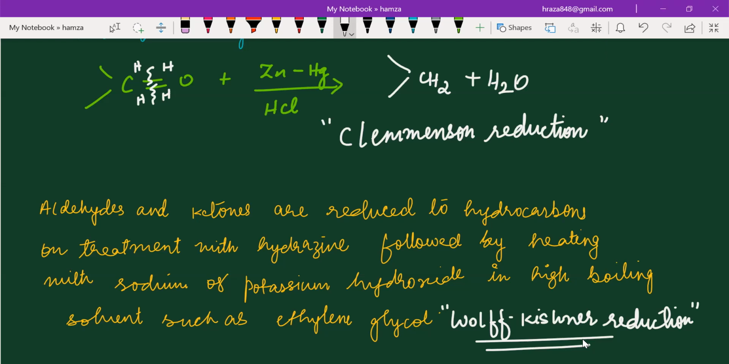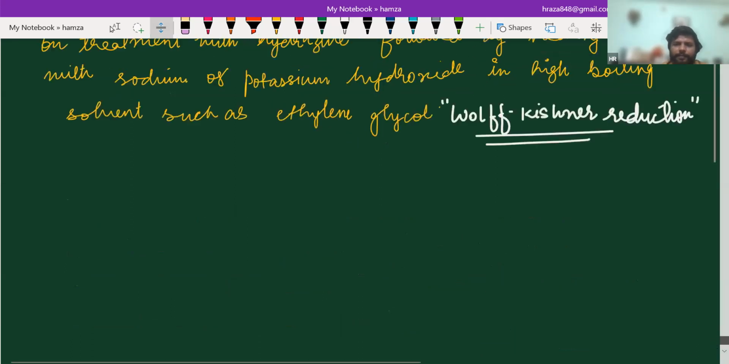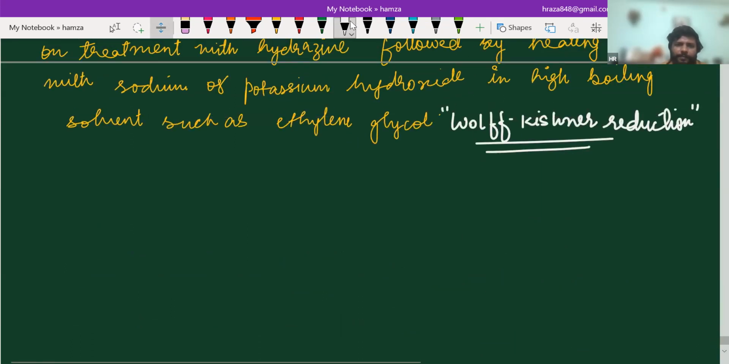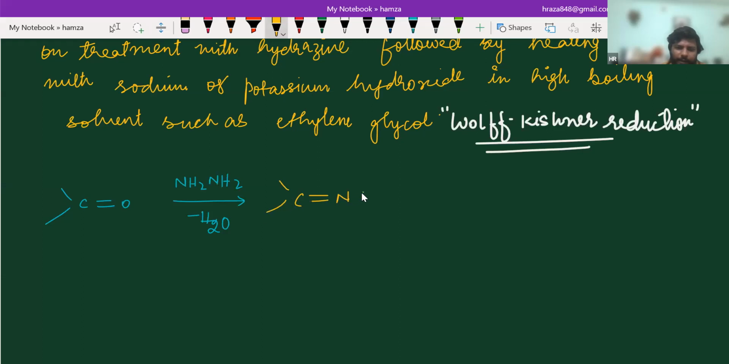Yes, sir. Finished. Very good. So I'm going to show you the reaction and explain it as well. It's very easy. This is your C double bond O, and if you react this with NH2NH2, that is hydrazine, there will be elimination of water, H2O, and it will give you C double bond N, and then NNH2.